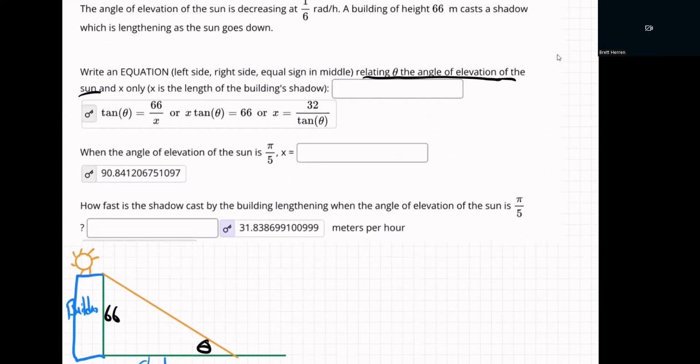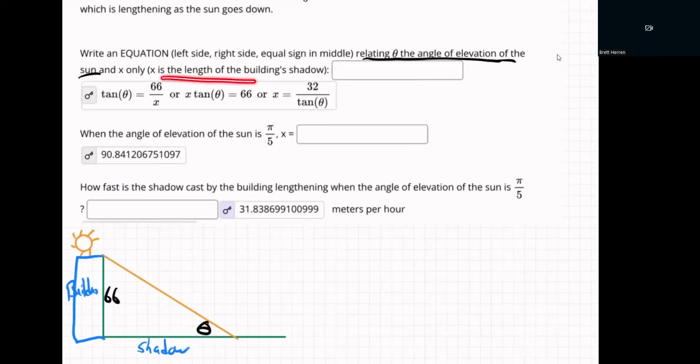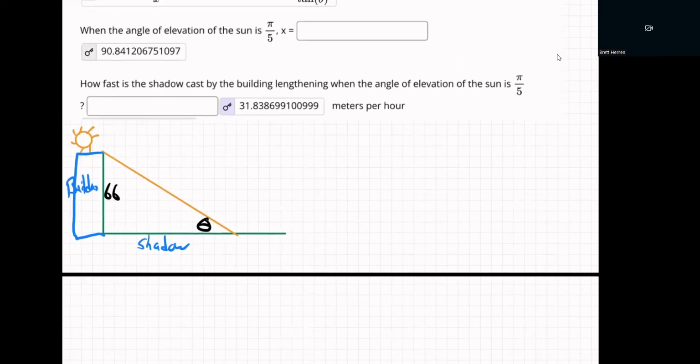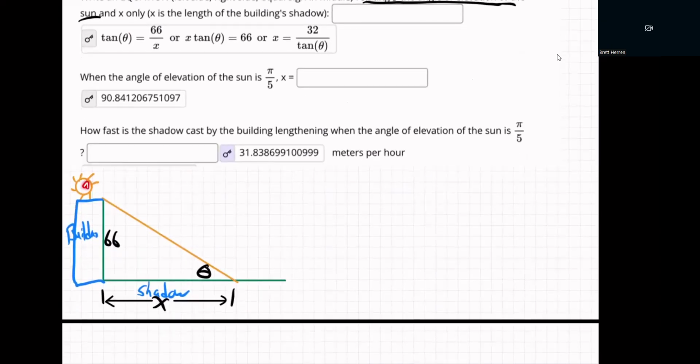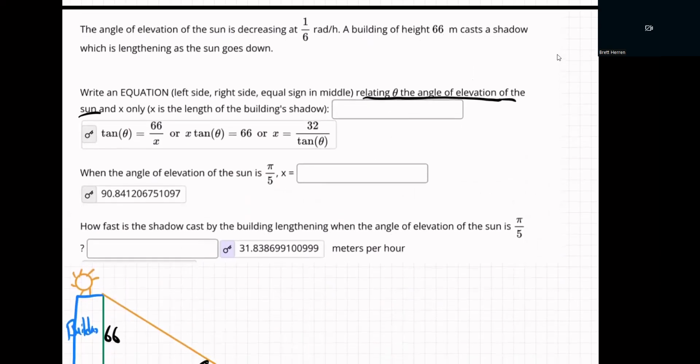Okay. So I need theta, and then it says x is the length of the building's shadow. So let's put that in play as well. So x goes from here to there, doesn't it? Okay. So there we go. So now there's a little picture of what's happening. And as the sun gets lower and lower, then the shadows get longer and longer, don't they? So it's talking about as the sun goes down, the shadows get long.